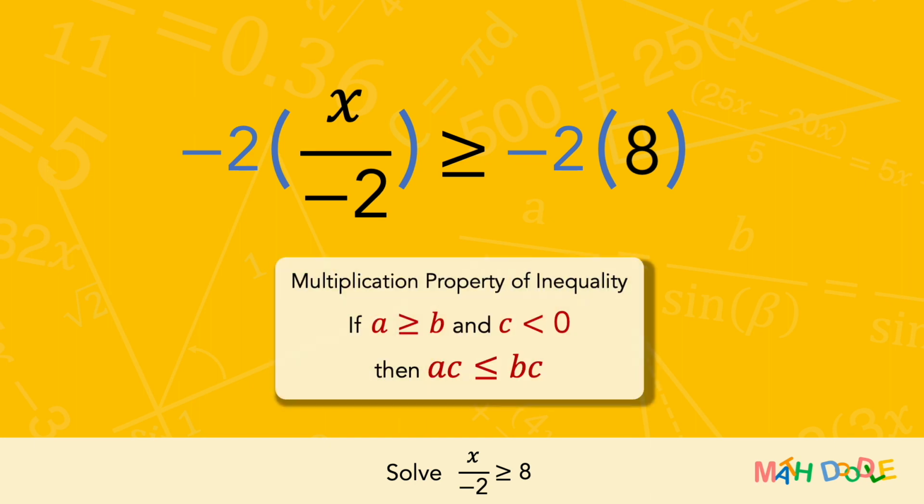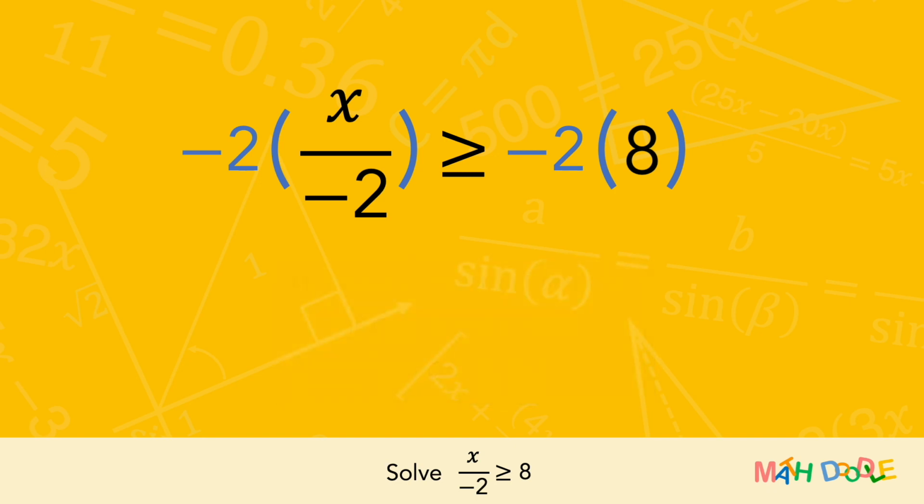Here, it is important to treat both sides equally. So, when we multiply one side of the inequality by a number, we must multiply the other side by the same number. After multiplying them by -2, the left side of the inequality is simplified to x. Then, let's simplify the right side of the inequality. -2 times 8 is -16.